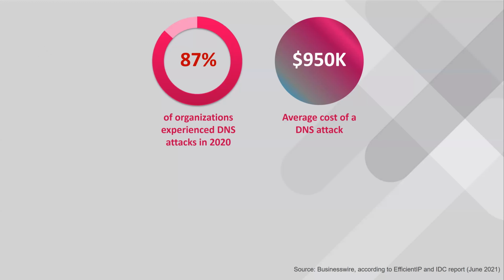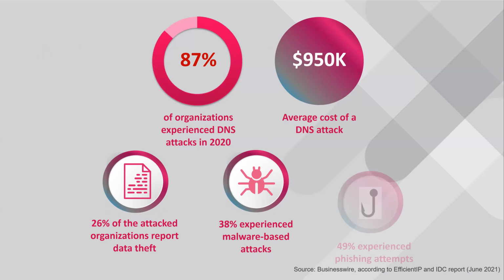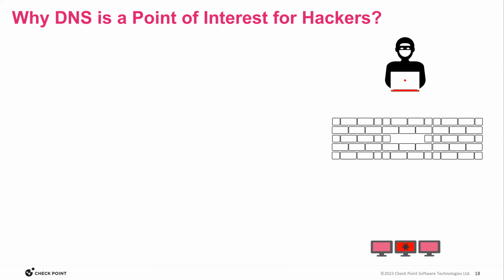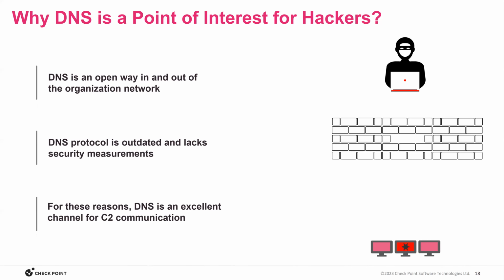So just how pervasive it's become, 80% of organizations experienced DNS attacks in 2020. That says it all. And the average cost of the attack was almost $1 million. So it's prevalent, and obviously it needs to be addressed. DNS, like HTTP and HTTPS, are open ways that we have to interact with the internet and anybody on that internet. So it's something that we have to open up access to, and therefore the hackers abuse that.